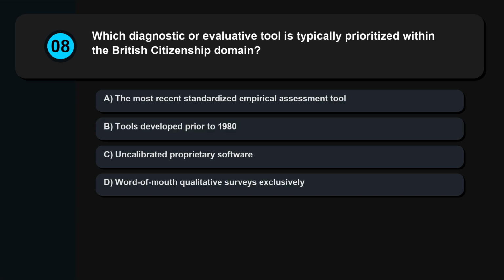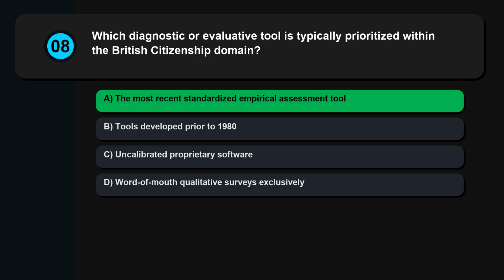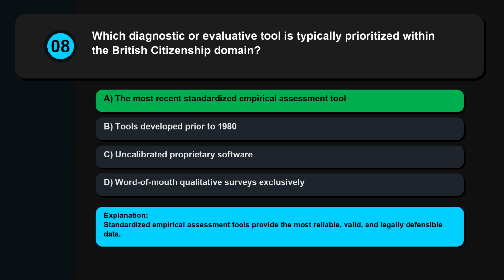Question 8. Which diagnostic or evaluative tool is typically prioritized within the British citizenship domain? The most recent standardized empirical assessment tool, tools developed prior to 1980, uncalibrated proprietary software, word-of-mouth qualitative surveys exclusively. Standardized empirical assessment tools provide the most reliable, valid, and legally defensible data.